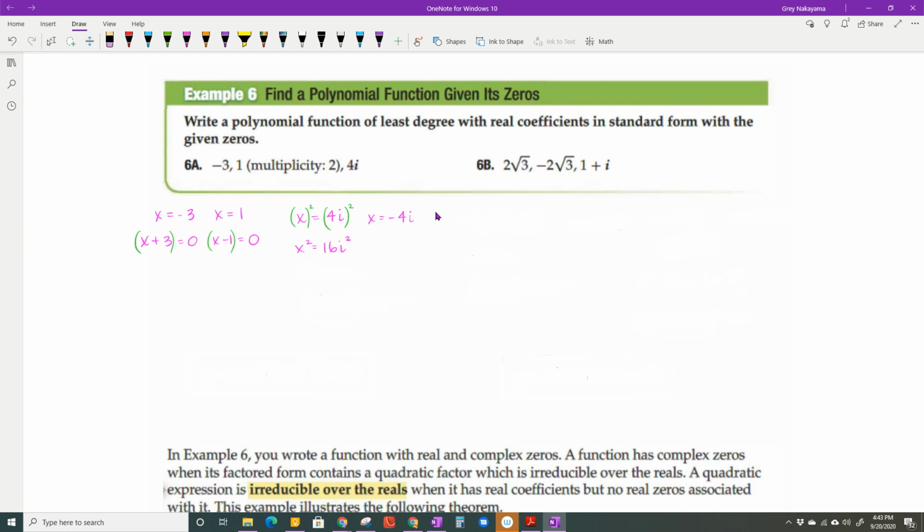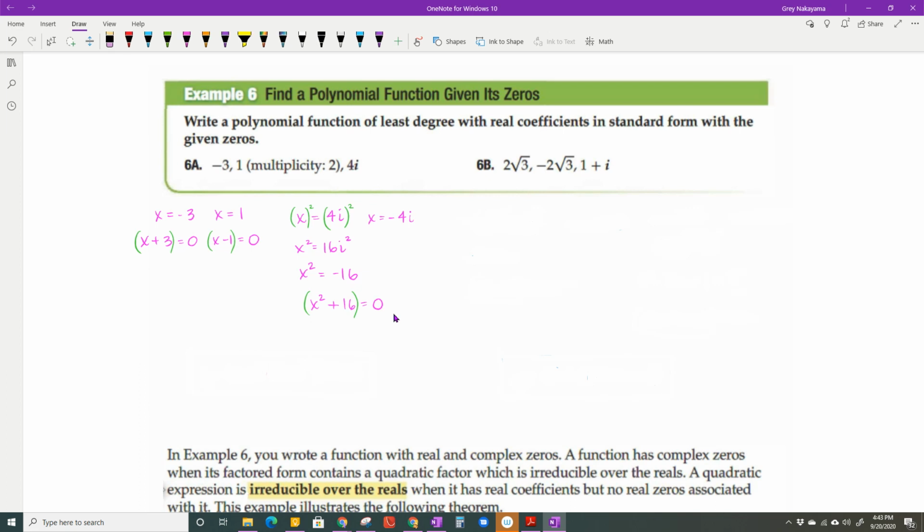Well, what is i squared but negative 1? So that's x squared equals negative 1, which then gives me x squared plus 16 equals 0. Now, why do I have these green parentheses around things? Because whenever you get a factor equal to 0, like I do here, then if you think about putting parentheses around it, those are the factors of your polynomial.